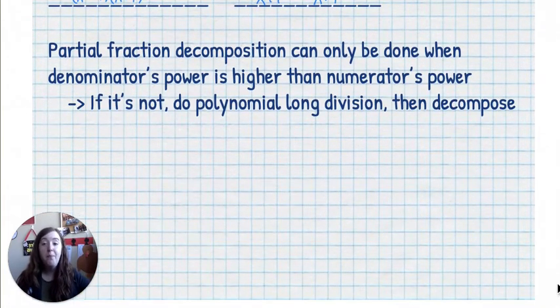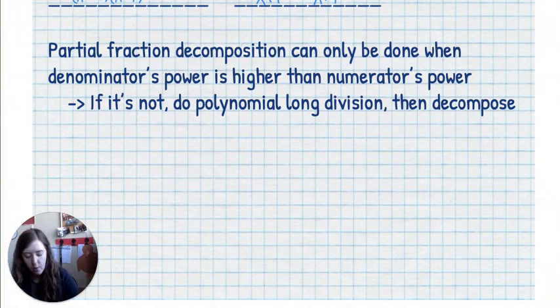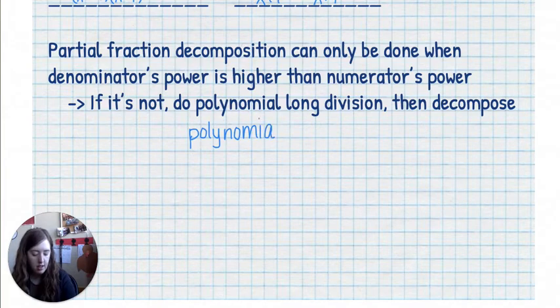First of all, partial fraction decomposition can only be done when the denominator's power is higher than the numerator's power. If it's not, the way we solve that issue is to do polynomial long division. We'll end up with a polynomial, and then some equation that's its remainder over what we were dividing by the first time.